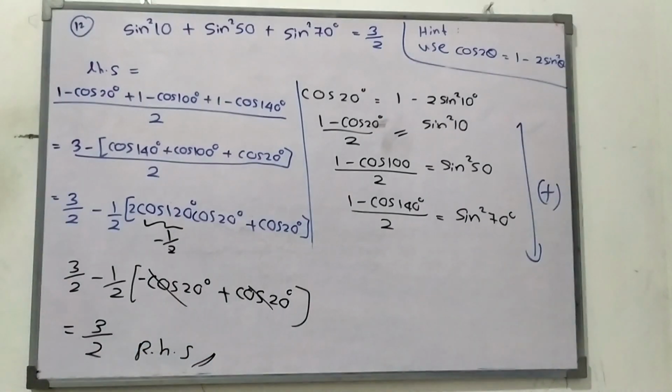So basically cos 120 is minus half. And the 2 gets cancelled, only minus cos 20 remains with the plus cos 20. Both cancel, then the answer is 3 by 2.